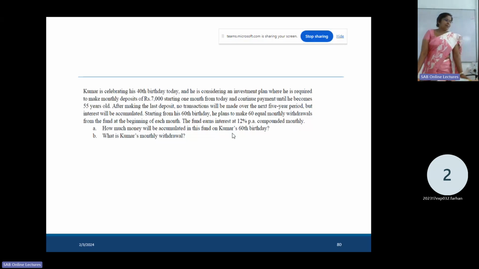So you are asked how much money will be accumulated in this fund on Kumara's 60th birthday?